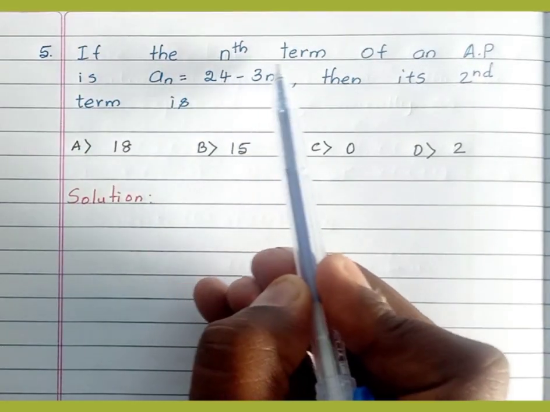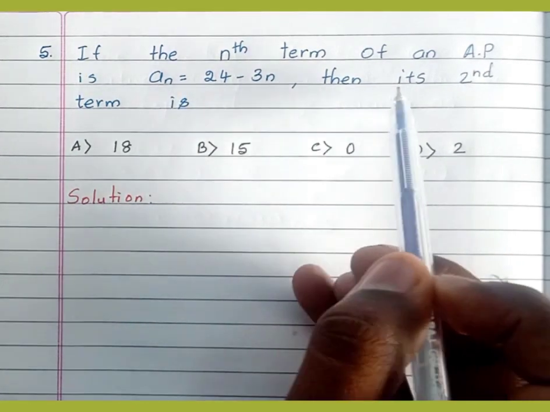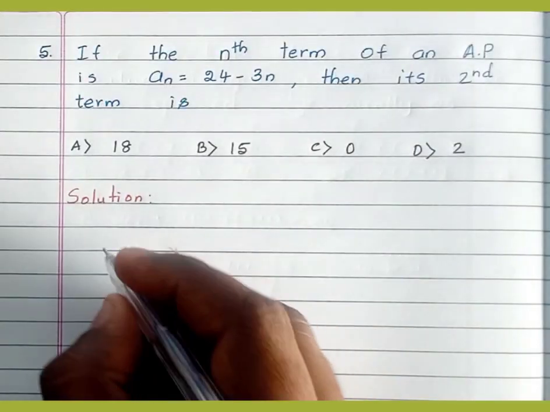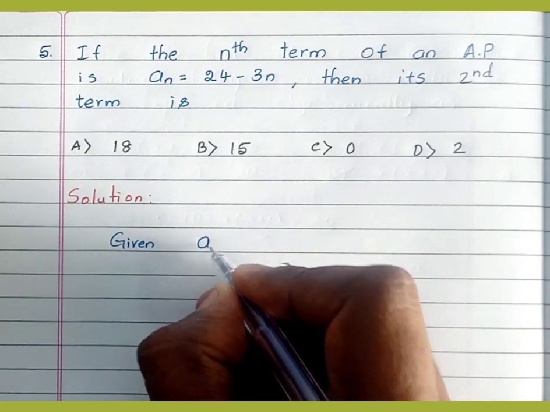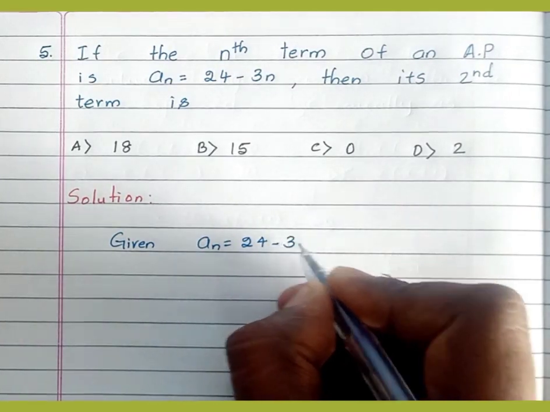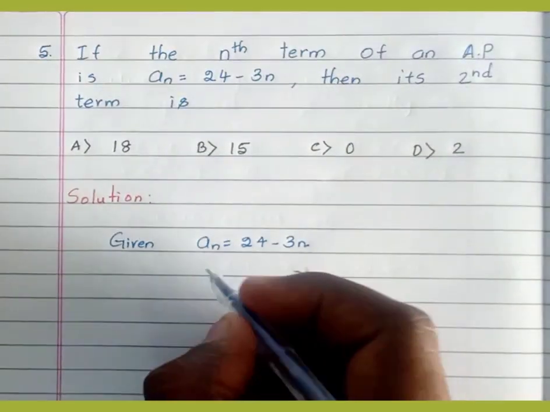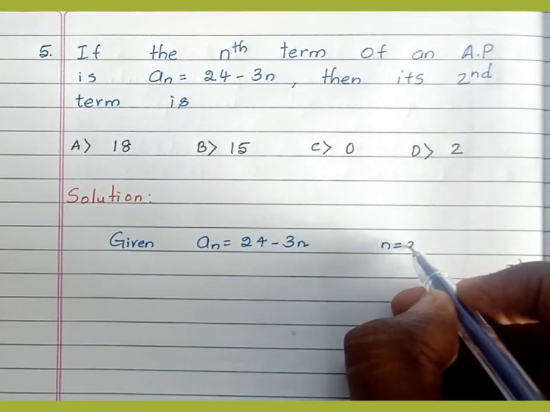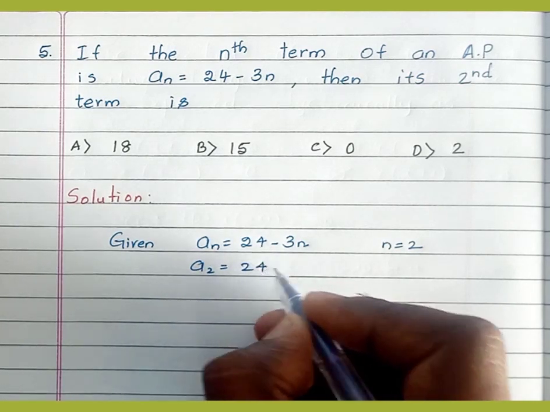Fifth question, if the nth term of an AP is given by an equals 24 minus 3n, then its second term is. Now, given the nth term as an equals 24 minus 3n, we need to find the second term. That means n equals 2. If I needed to find the fifth term, I would put n equals 5. Here I need to find the second term.